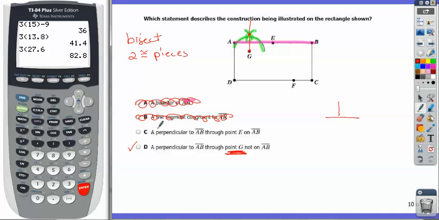Now, choice C says a perpendicular through point E. This green is nowhere around point E. That doesn't make sense either. So by understanding what they drew with their compass, which was the green marks, and I highlighted AB so I can see what I was dealing with, I just walked myself through the choices, and I got the answer.